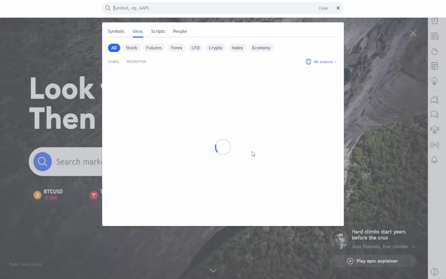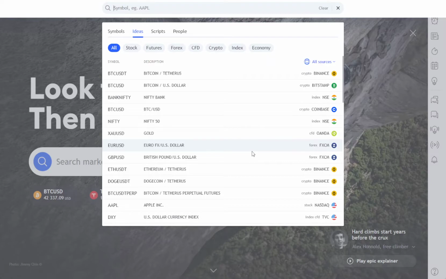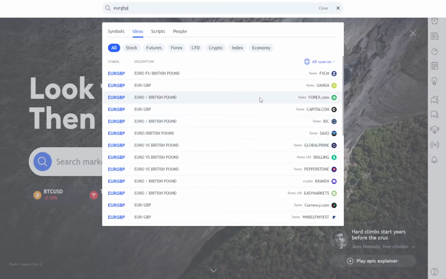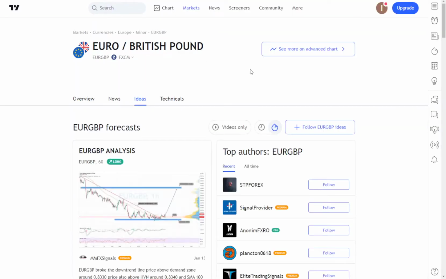For this example, we'll use Euro GBP. The reason why we use Euro GBP is because this currency either trends a lot or ranges a lot.